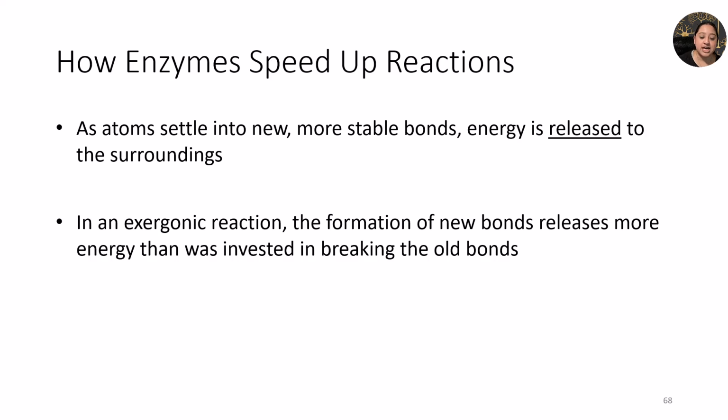Then as atoms settle into the new, more stable bonds, energy is released to the surroundings. So in an exergonic chemical reaction, the formation of new bonds releases more energy than was invested in breaking the old bonds. That's why there's a net release.